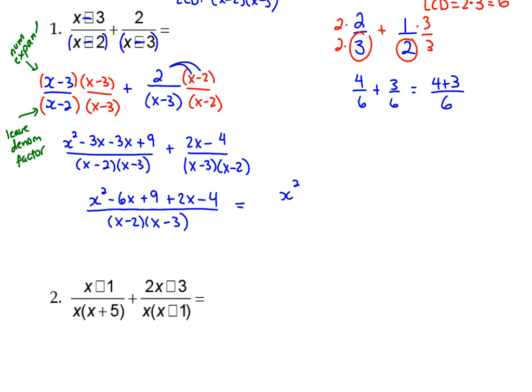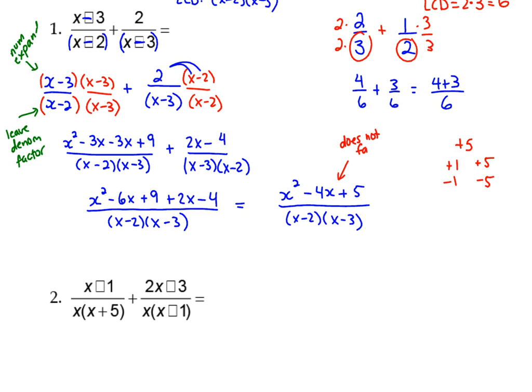x squared minus 4x plus 5. Now, our last step is to check to see if the numerator factors. Does this numerator factor? Can we multiply to positive 5 and add to negative 4? There are 2 ways to multiply to positive 5: positive times a positive, 1 and 5, or negative times a negative. And do either of those add to a negative 4? No, so it does not factor.